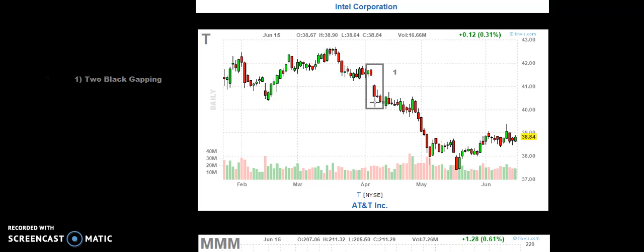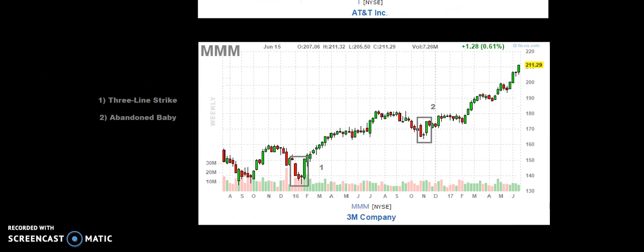So when we don't see candlesticks with tails and volume is at least average, that indicates to us we're likely to see a continued downtrend until we see a reversal pattern. Let's move on now and we'll take a look at 3M.